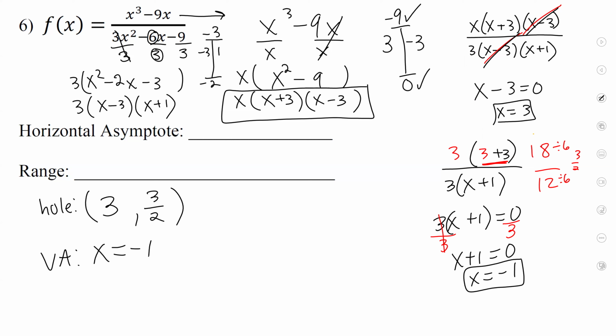Okay, for horizontal asymptote, guys, is it big on top or bottom? Big on top. So if it's big on top, what's the answer? Good. If you get big on top, it's none. Okay, so what's your range if it's none? All real numbers. Okay, now guys, remember, we can't equal the hole, so y cannot be what? 3 halves, because that's the y value of the hole.